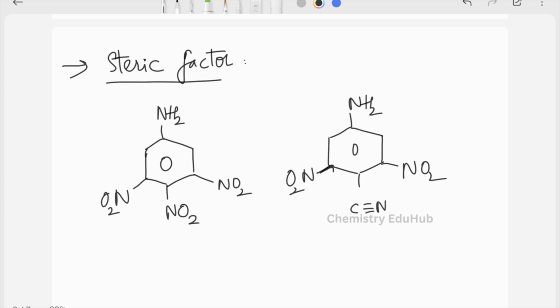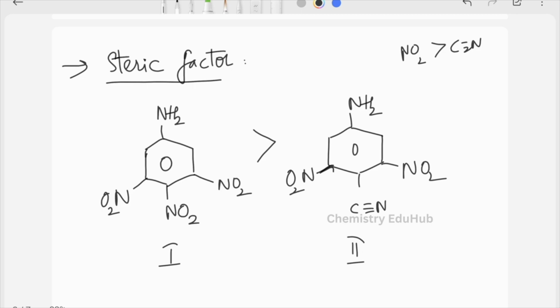So compared to cyano group, nitro group is more electronegative. NO2 is more electronegative compared to cyano. So in such case, what do we observe? Definitely 2 should be more basic compared to that of the 1. But because of the steric factor, 1 is more basic compared to that of 2.